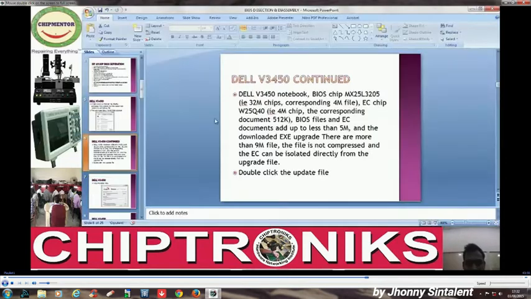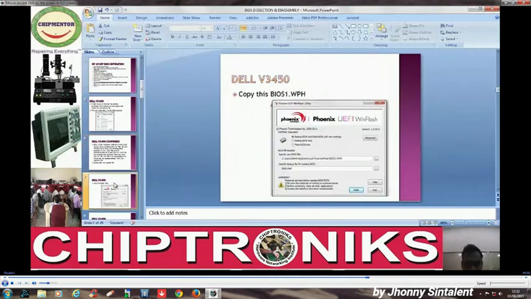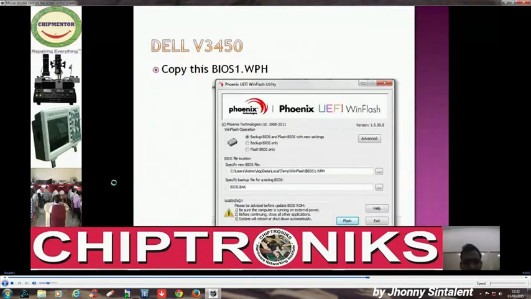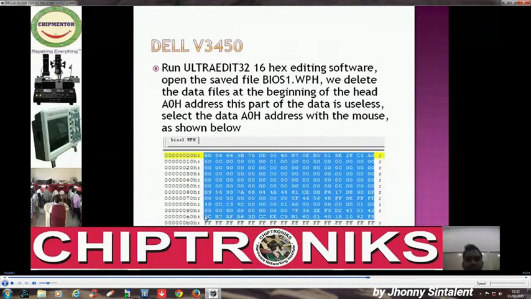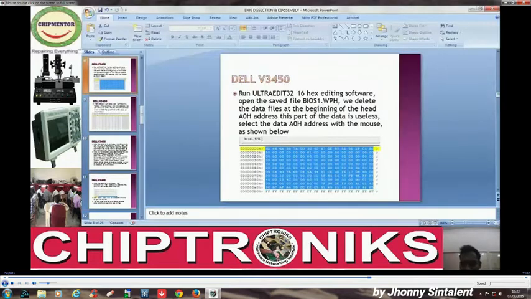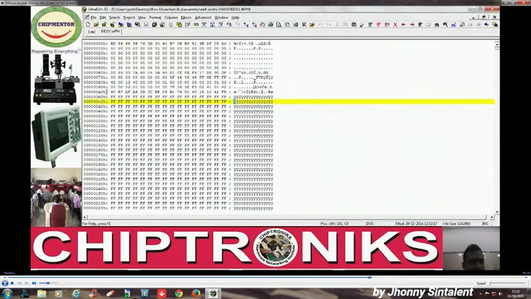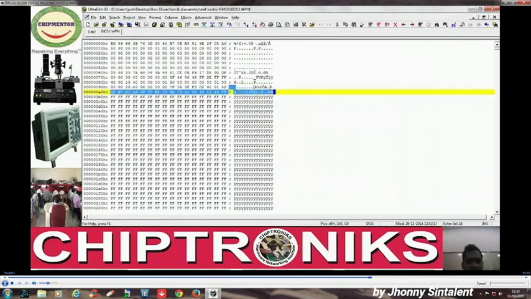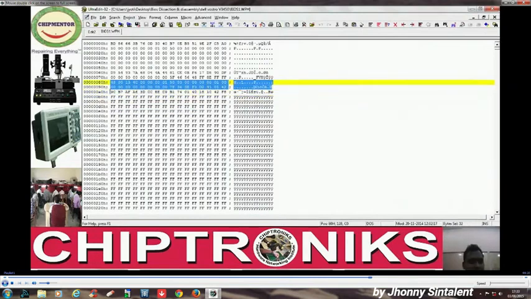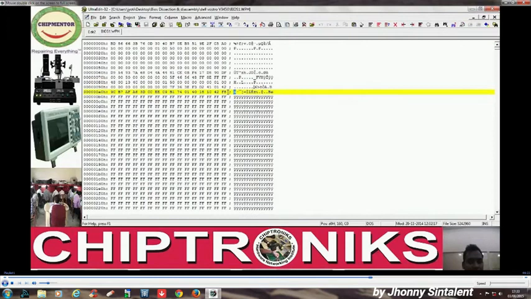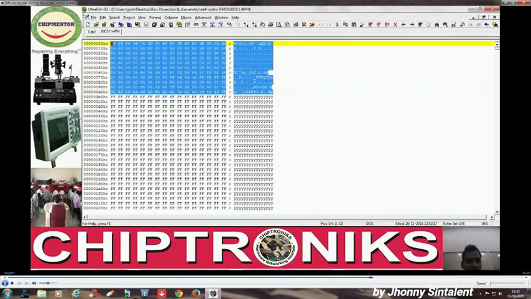We'll delete the data. Just follow over here, and we'll delete the data from 00A0H. We'll delete the data from here to here. You see, we'll delete the data in this from here to here. We'll just delete this data. Select and delete this data from here.